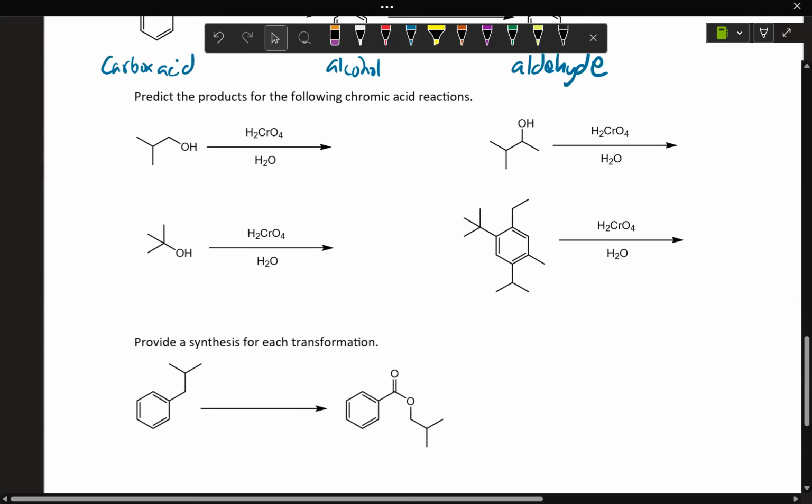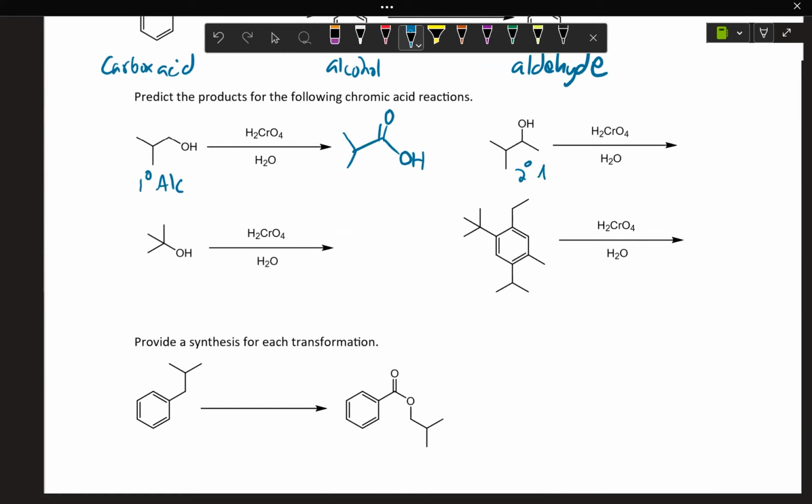Now we've got to predict the products given the chromic acid reagents. So we just talked about if you have a primary alcohol, chromic acid is going to turn it into a carboxylic acid. You have a secondary alcohol with chromic acid, that's going to turn it into a ketone. Tertiary alcohol, chromic acid, it's not going to react. You need to have hydrogens on that carbon connected to the alcohol in order to react with chromic acid. And that carbon on the tertiary alcohol has 0 hydrogens, so that's not going to react.